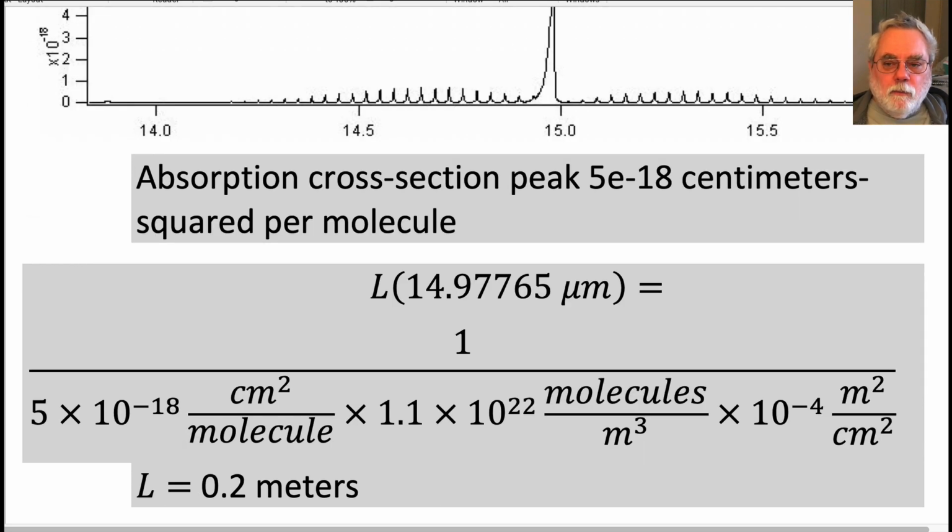Absorption length equals 1 over the product of absorption cross-section and number density. I calculated an absorption length of 0.2 meters for the peak wavelength, 8 inches. Impressively short, and at first I thought this was wrong, but I verified it multiple ways.